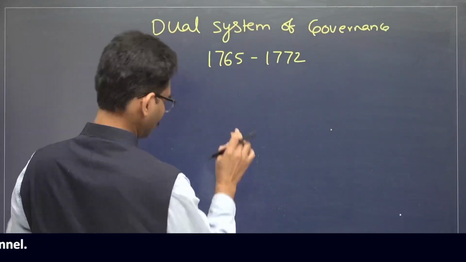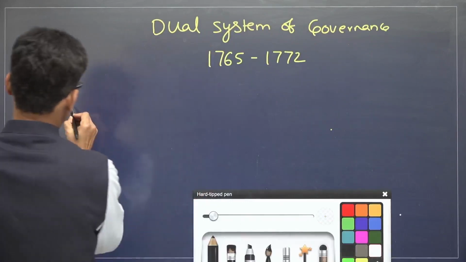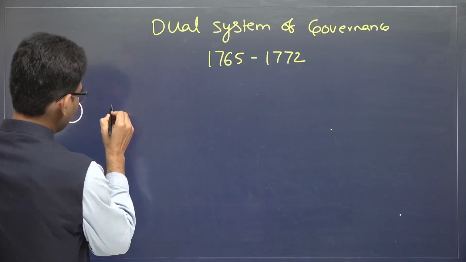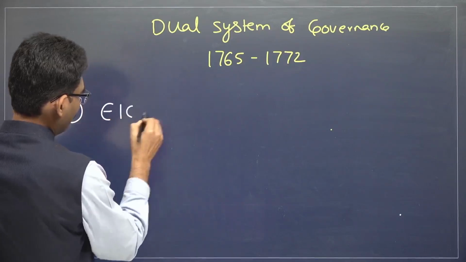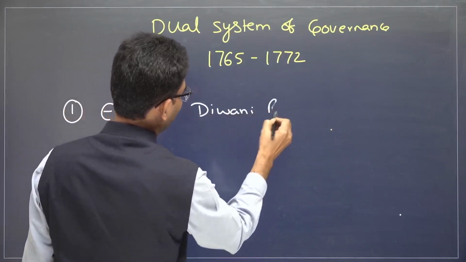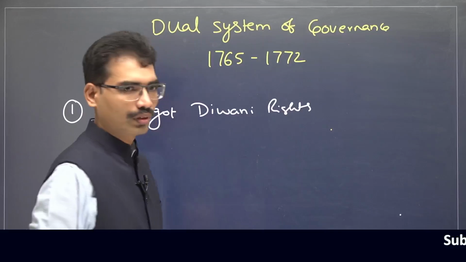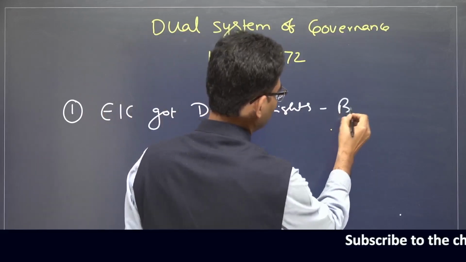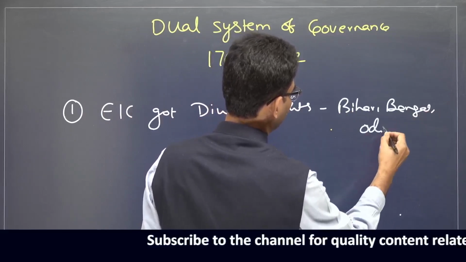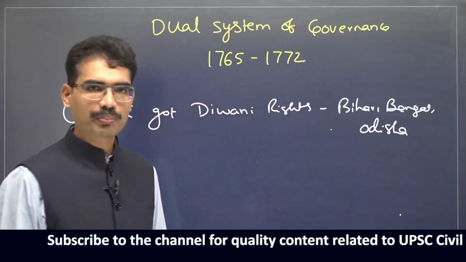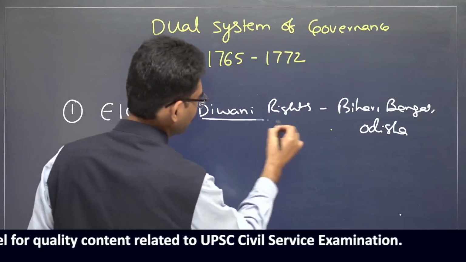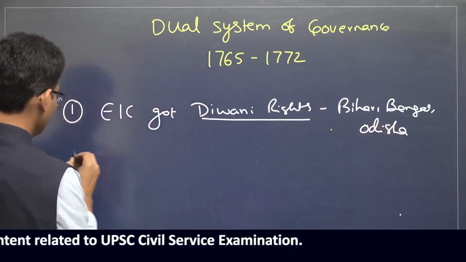Number one, East India Company got Diwani rights for not only Bengal, but Bihar, Bengal, and Odisha. Important prelims question, try to remember them. East India Company got Diwani rights for Bihar, Bengal, and Odisha.